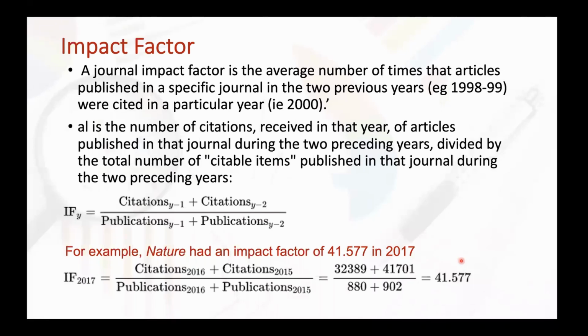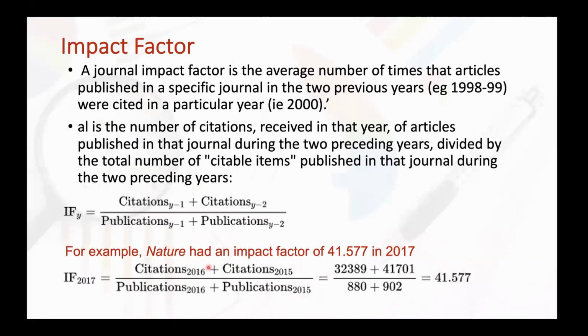And if you look at the impact factor, the impact factor of a journal is decided by a simple formula, and there is only one agency to do that. Earlier it was known as Thomson Reuters. Now it is known as Clarivate Analytics. Okay, and for example, if Nature has an impact factor of 41.577 in 2017, it means that this is the formula to find out the impact factor for that particular year, 2017. And what is that formula?